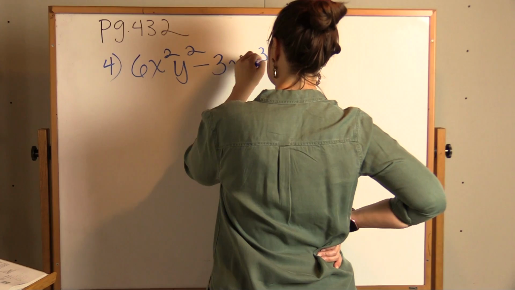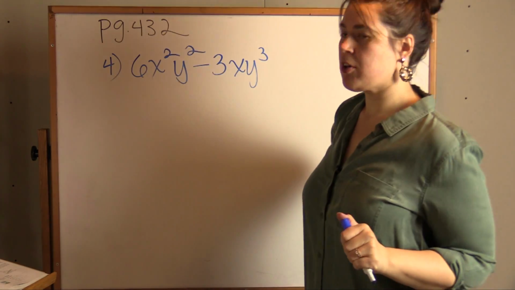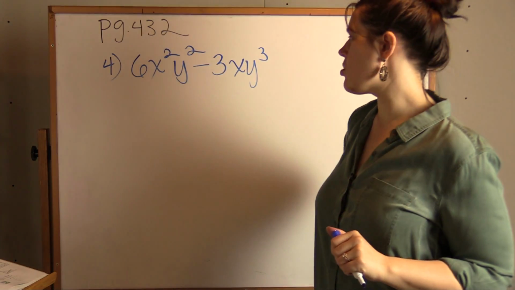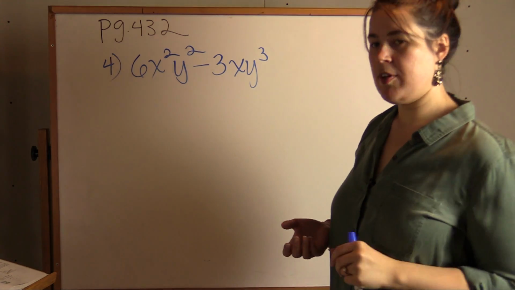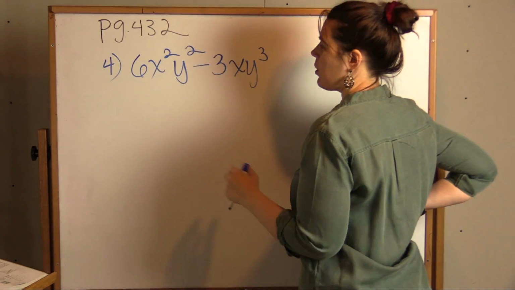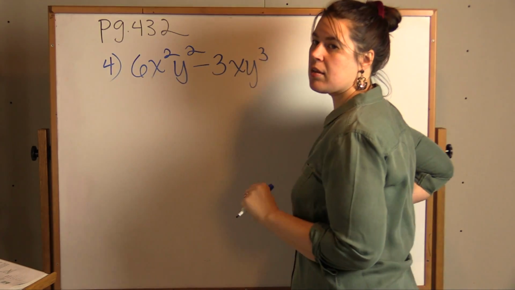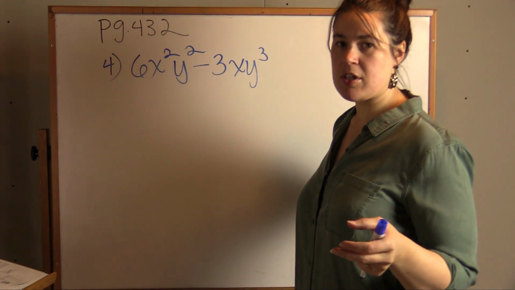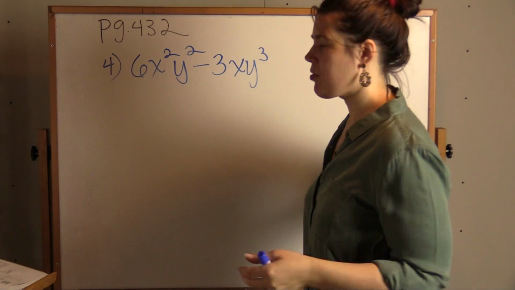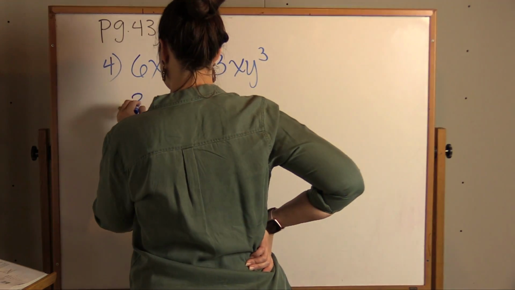So how do we do that? We look for greatest common factors. So first look at your coefficients. In this, I'm looking for what do they both have in common. So I have a 6 and a 3. That means the greatest common factor here is they both share a factor of 3. So I'm going to write 3.